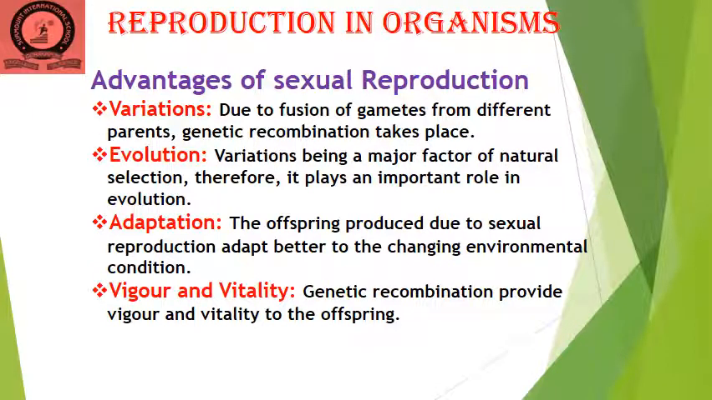Now, advantages of sexual reproduction. There are some advantages mentioned here. Variation: due to fusion of gametes from different parents, genetic recombination takes place, which creates variation. Second one, evolution. Variation being a major factor of natural selection, it plays an important role in evolution. Next one, adaptation. The offspring produced due to sexual reproduction adapt better to changing environmental conditions. Next one, vigor and vitality. Genetic recombination provides vigor and vitality to the offspring.